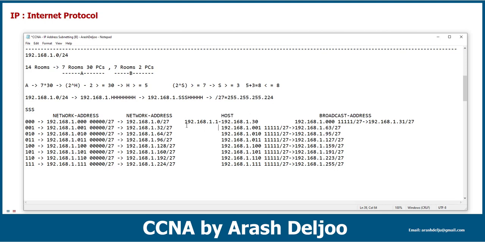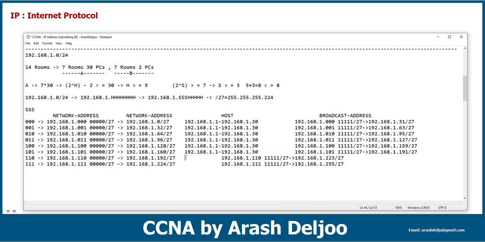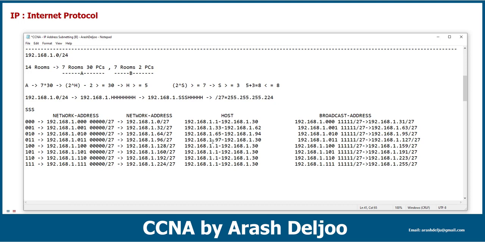And here, let me copy these values, and after that we can correct them. Look at here. The second network is from 33, one value more than the network address, to 62, one value less than the broadcast. The next network here is from 65 to 94. That's it. And after that, the next network is from 97 to 126.